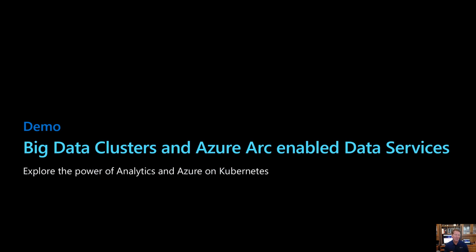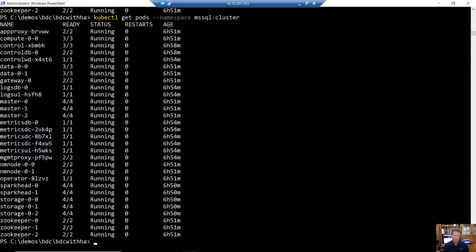Let's just take a brief example of what deployments look like for both a big data cluster and Azure Arc enabled data services. I want to show you a quick example of what a SQL Server big data cluster looks like from a Kubernetes perspective. Remember that command kubectl? Here I'm connecting to that big data cluster. It's running on AKS, and I'm getting all the pods that are listed out.